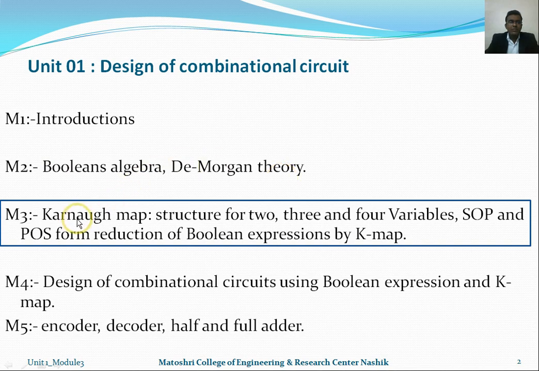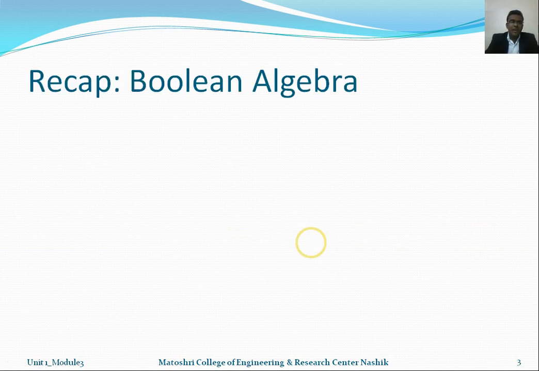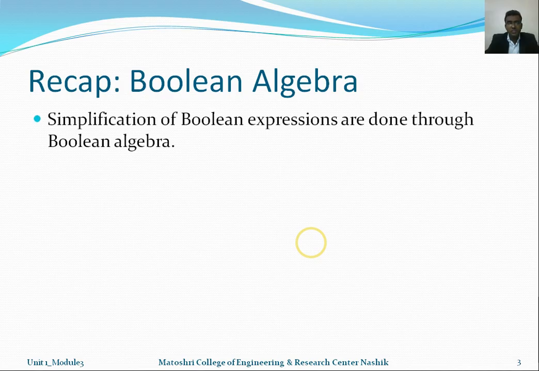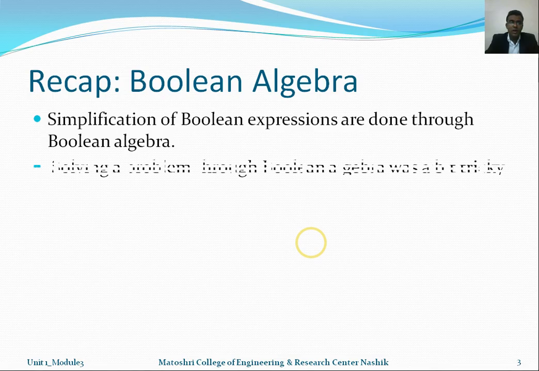In this third module we are touching on the K-map structure for 2, 3 and 4 variables, as well as the SOP and POS form reductions of Boolean expressions by K-map. So let's recap the Boolean algebra that we have already studied. Boolean algebra is a set of rules which is used to simplify complicated Boolean expressions. That is nothing but Boolean algebra.